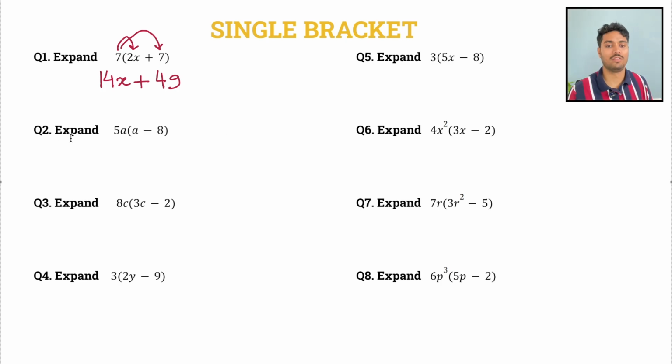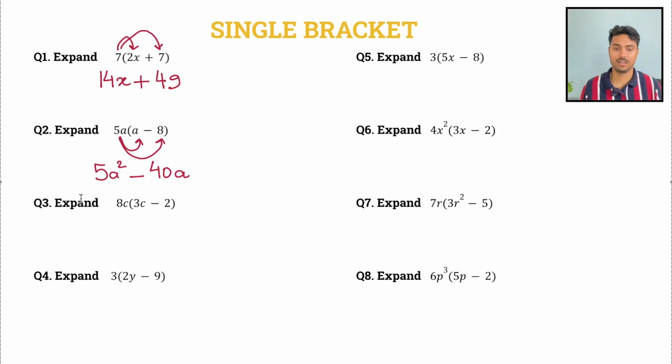Question number 2. 5a multiplied by a minus 8. So again, we multiply the first term with the first term, and then the first term with the second term as well. So 5a multiplied by a. The approach is numbers multiply with numbers and variables multiply with variables. So 5 will be written as it is. A multiplied by a will be a square. And then minus, because plus times minus is minus. 5 multiplied by 8, so 8 5s are 40. And a multiplied by, there is no other variable, so we'll write a as it is. That's the answer.